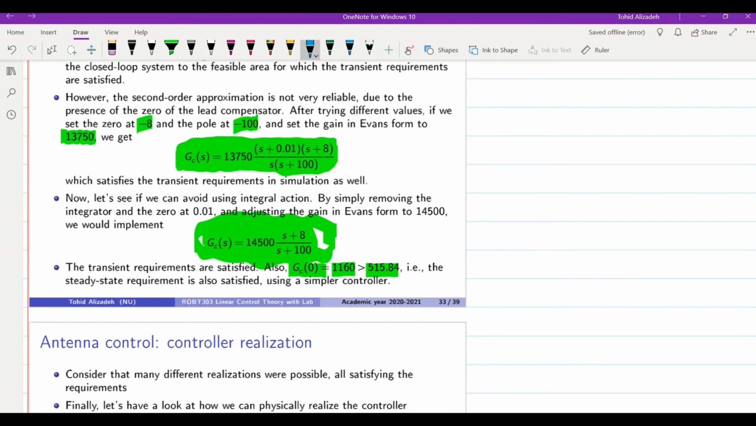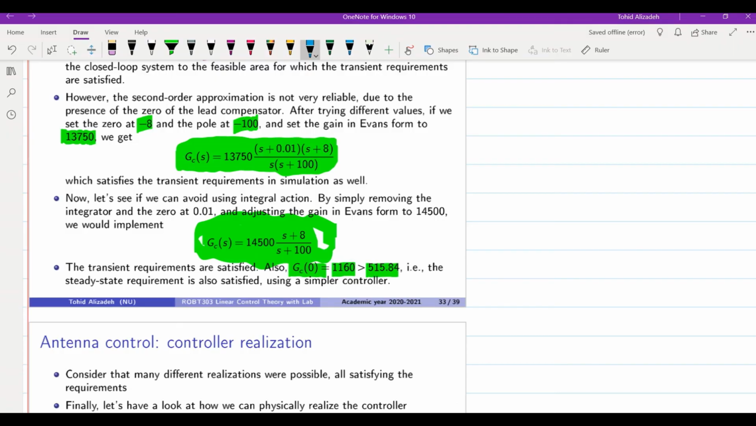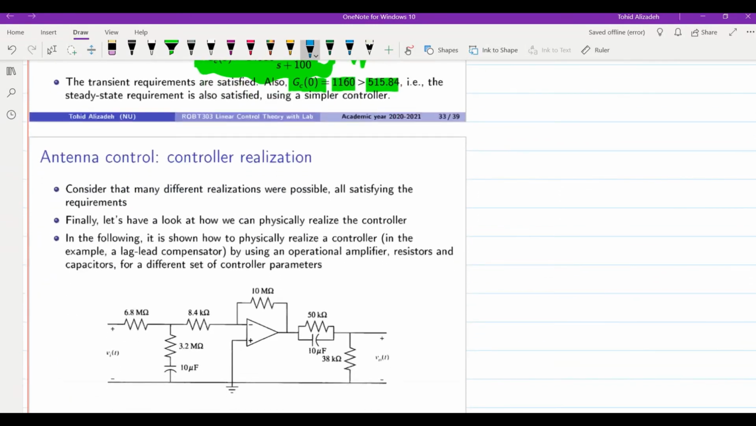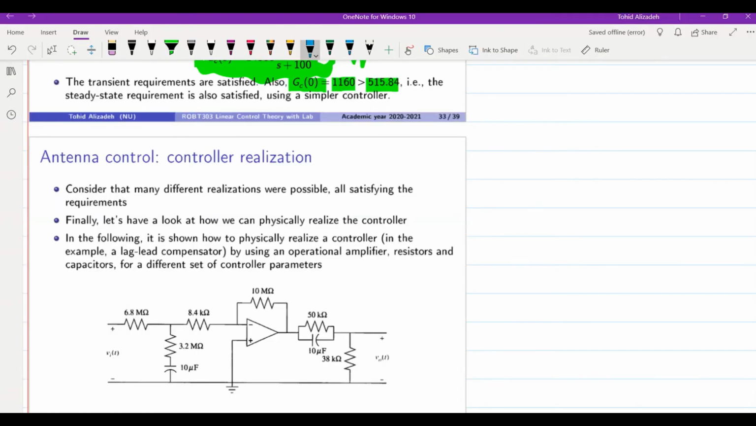And both of them are indeed proper controllers in order to satisfy the requirements, the transient and the steady state. But if you want to choose one of them, you will go with the second one because it is simpler. So once again, you should know that in designing the controllers, we will not end up with a unique solution. There might be different solutions which satisfy all the requirements.